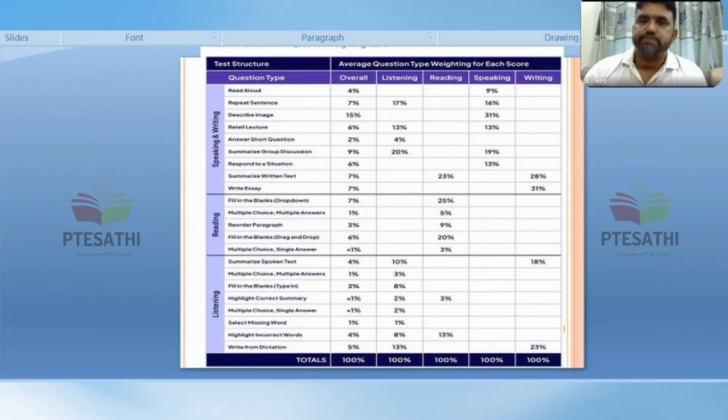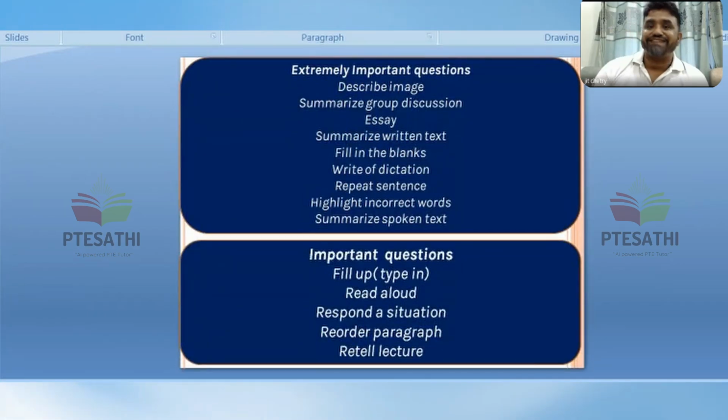Now, to make your tasks easier, I'm categorizing the questions into two categories. The first one, extremely important. You have to nail these questions to get maximum points. If you're aiming to get a superior score, you need to nail extremely important questions and important questions. Besides this, we have got questions which are not so important, but you need to be spot on with these if you're aiming to get a superior score. Like extremely important questions, you need to nail them, and important questions as well, you need to nail them.